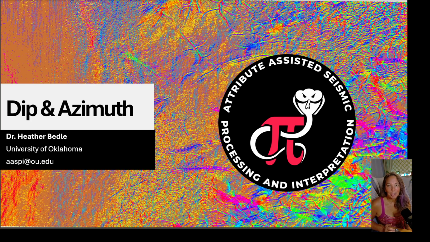Okay, so we're going to talk about geometric attributes for, I don't know, maybe 20 videos. Let's start with the basics. We're going to talk about what dip is. So dip is exactly what a geologist would think it is.